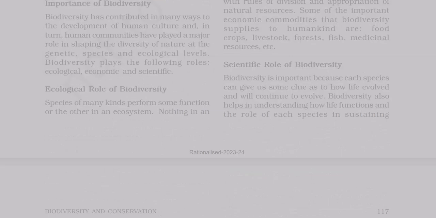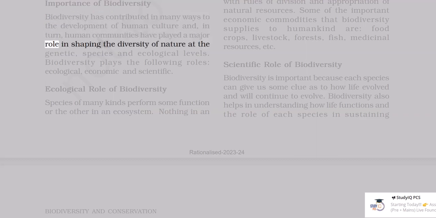Importance of biodiversity. Biodiversity has contributed in many ways to the development of human culture, and in turn, human communities have played a major role in shaping the diversity of nature.